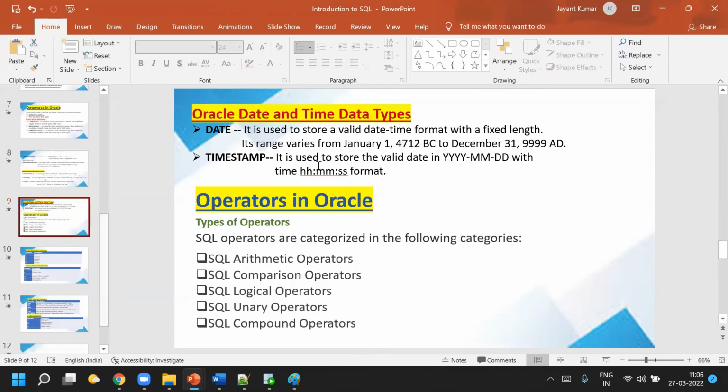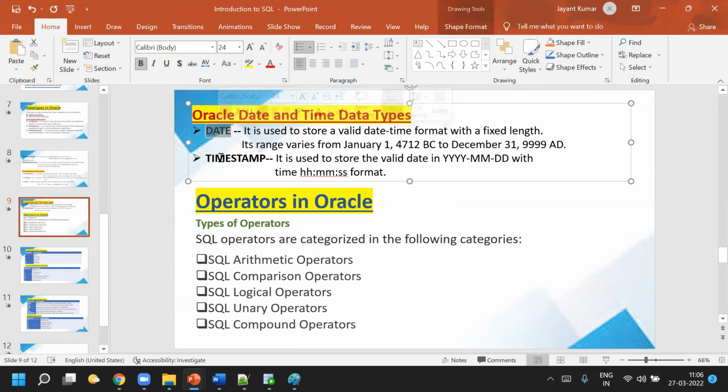Next we have date and timestamp. When you create a table and give a date column, you have to give the date data type format. If you want to add a timestamp, like seconds and which region you are in, then timestamp is suggested.